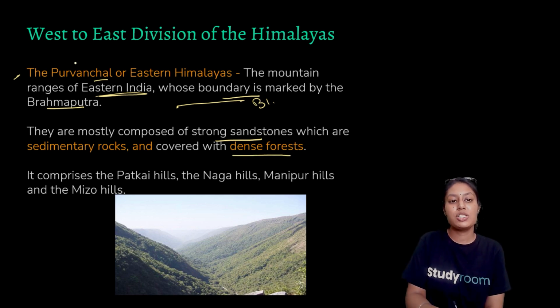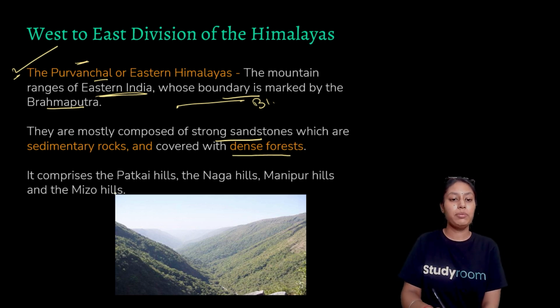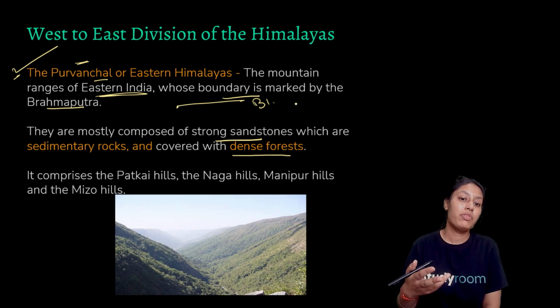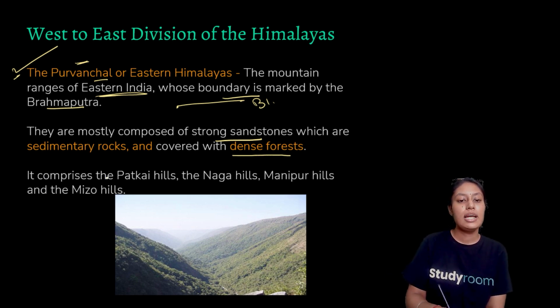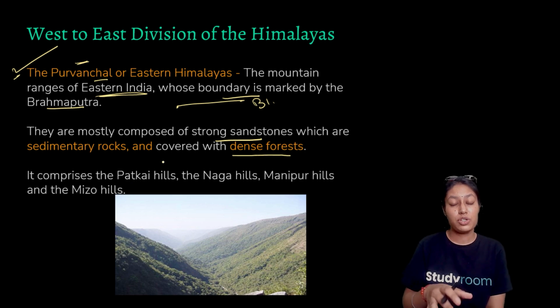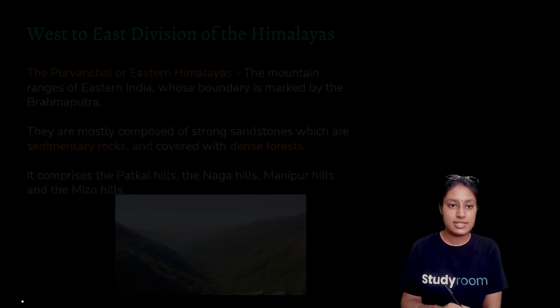Questions on the Purvanchal Himalayas can come in a different section because they are different. The reason is, first, their boundary is marked by the Brahmaputra. Second, they're composed of strong sandstones, sedimentary rocks covered with dense forest. Third, the hills are the Mizo Hills, Patkai Hills, Naga Hills, and Manipur Hills, which are part of the Purvanchal Himalayas.